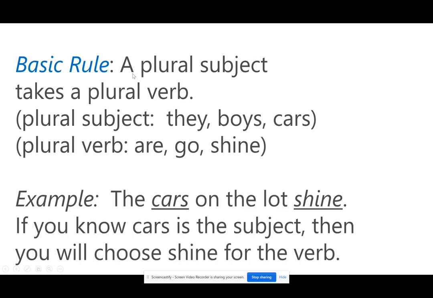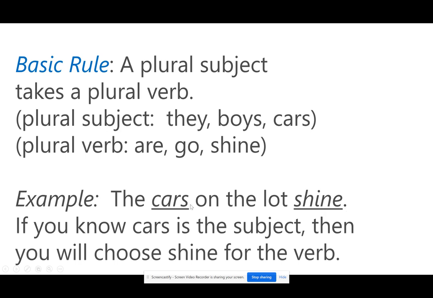Okay, so there's a basic rule. A plural subject takes a plural verb. The plural subject, they, boys, cars. And then an example of plural verbs are, go, shine. Let's look at this example. The cars on the lot shine. So if you know that cars is the subject, then you will choose shine for the verb. Now, if this was singular, we would say the car on the lot shines.